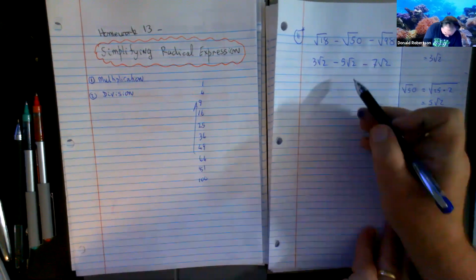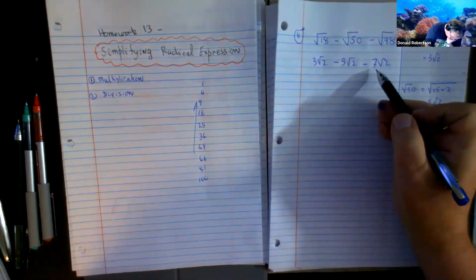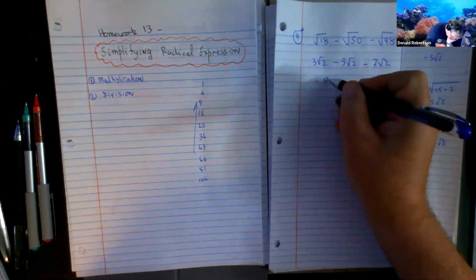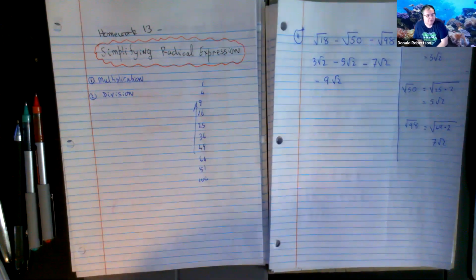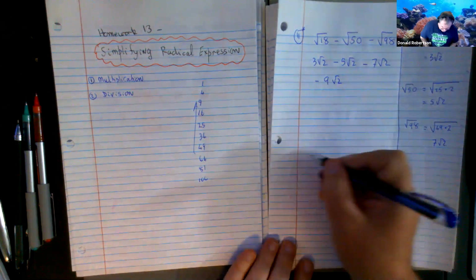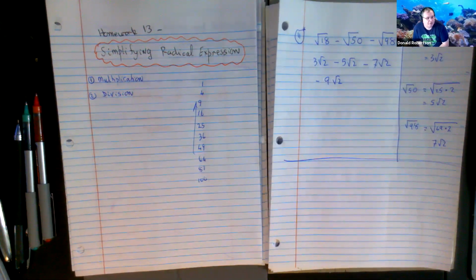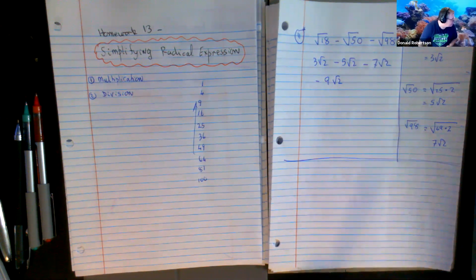And what do I get? Well, I get a negative number, which is a little bit different. I believe you get negative 9 square root of 2s. Are we doing well with these guys? Adding and subtracting? Thumbs up. I like thumbs up.